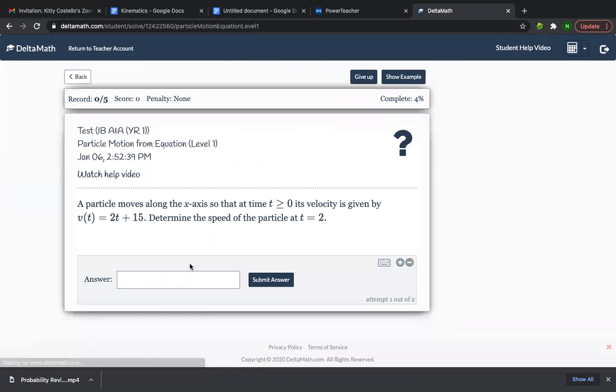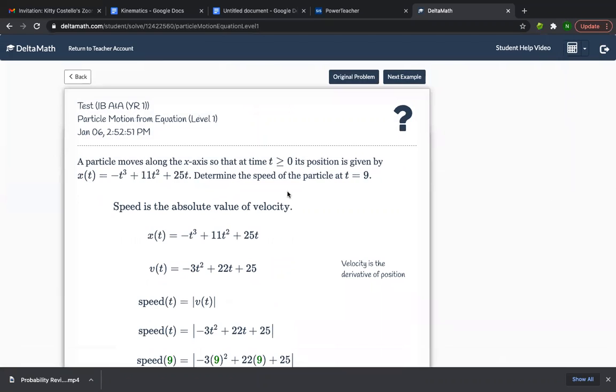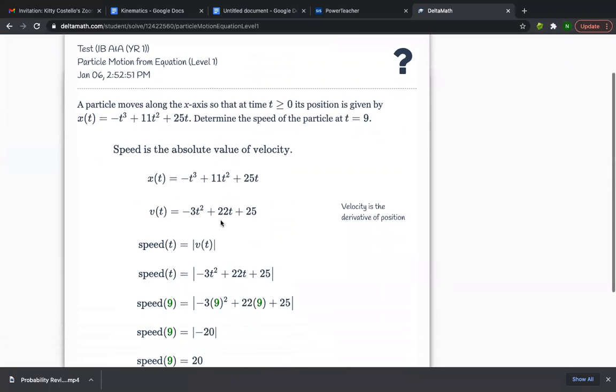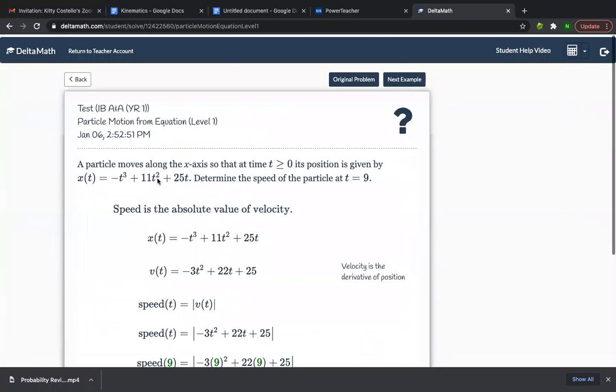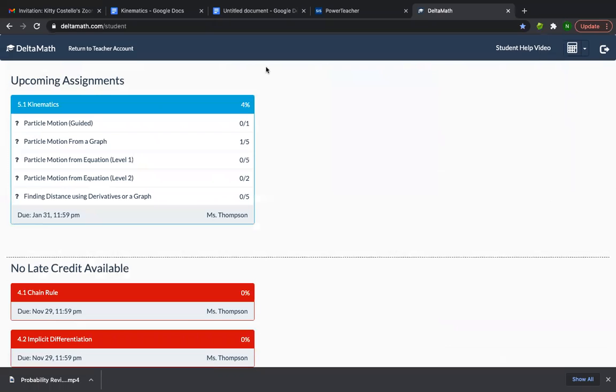As far as from an equation, again, the examples are really helpful. This particular one, the speed of the particle when t is 2, you just plug in 2. There are a couple different types of questions with this one. Just follow the examples if you get stuck, and feel free to ask me additional questions if you have any.